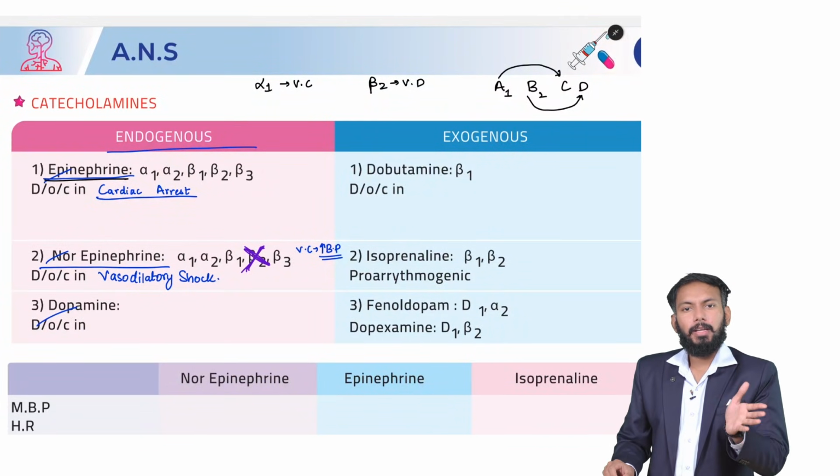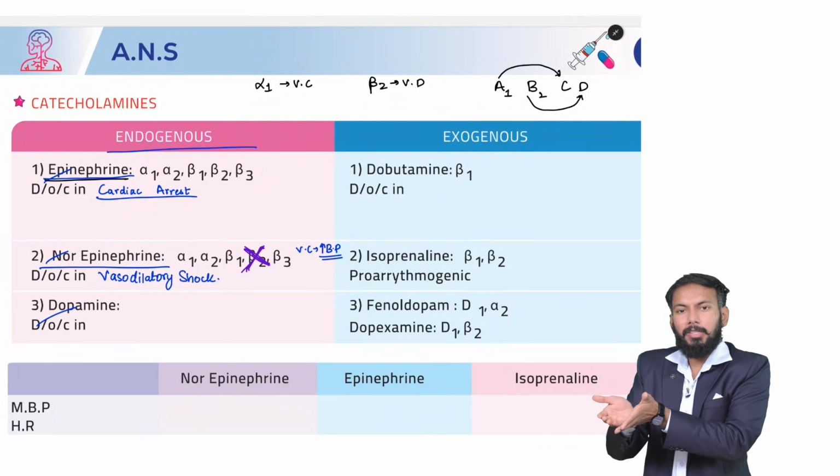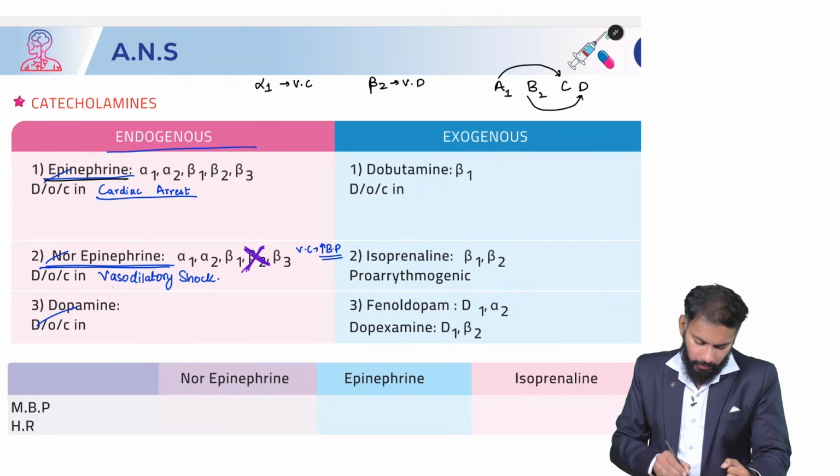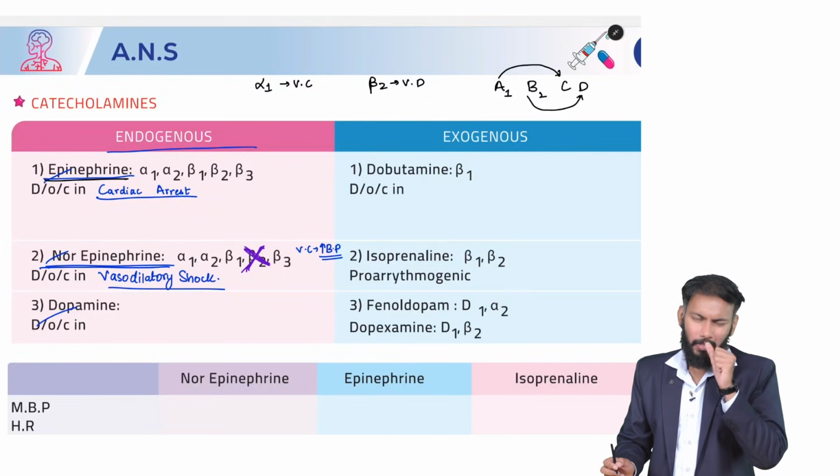Why? Because there is vasodilation. Because of vasodilation, there is a drop in blood pressure. That is what vasodilatory shock is. So norepinephrine is the drug of choice in vasodilatory shocks. Yes, you must have heard of neurogenic shock, all these shocks.